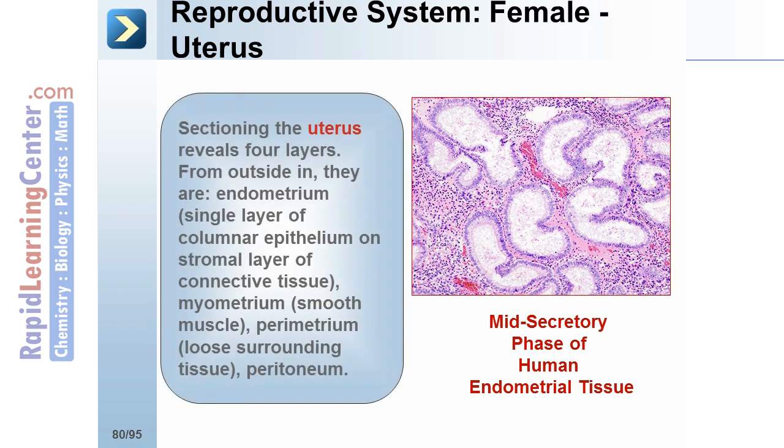Sectioning of the uterus reveals 4 layers. From outside in, they are the endometrium, which is a single layer of columnar epithelium on stromal layer of connective tissue, the myometrium, made up of smooth muscle, the perimetrium, a loose surrounding tissue, and the peritoneum.